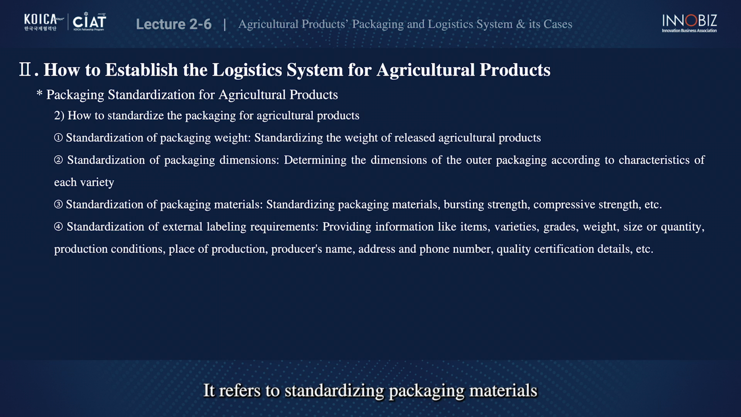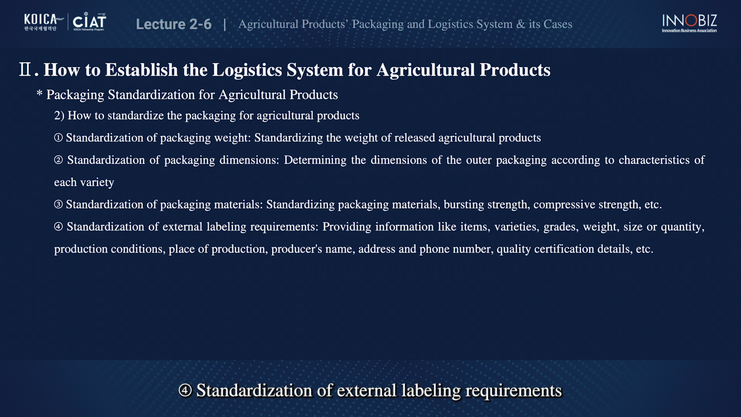Standardization of packaging materials refers to standardizing packaging materials, bursting strength, compressive strength, and water repellency. The most widely used packaging material for agricultural products is corrugated cardboard boxes. Styrofoam, PE, PP, mesh, plastic containers, and paper bags are also used.